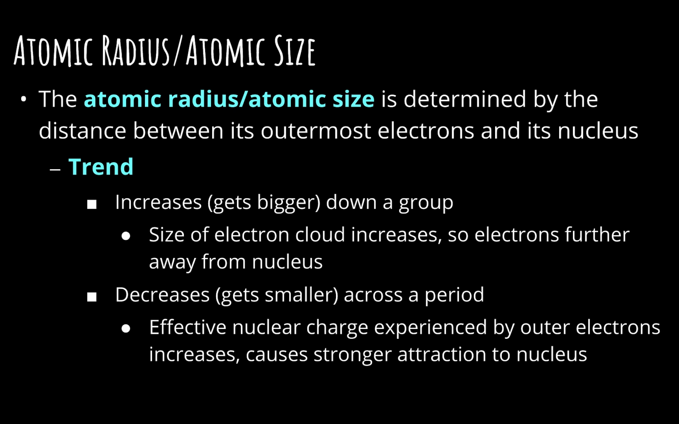As you go across a period, this is where Coulomb's law comes into play. As you go across a period, the atoms actually get smaller, and that's because the effective nuclear charge experienced by the outer electrons increases, and it causes a stronger attraction to the nucleus. As you go across the periodic table, the atomic number increases, which means the number of protons in the nucleus increases. The more protons in the nucleus, the more it pulls those electrons in. The more it pulls them in, the tighter it holds them, and that makes those atoms smaller.